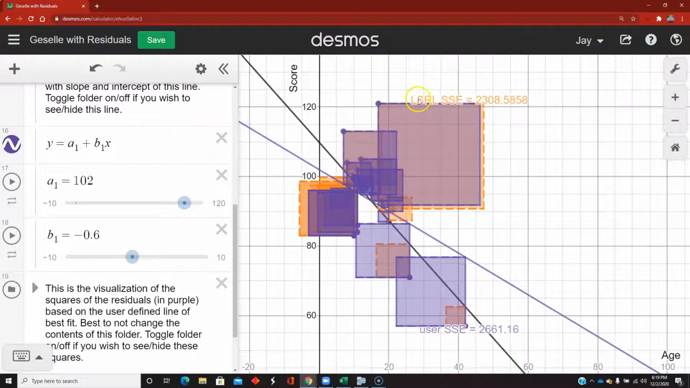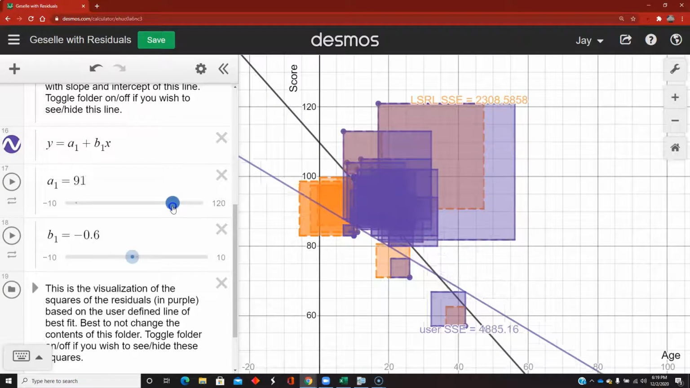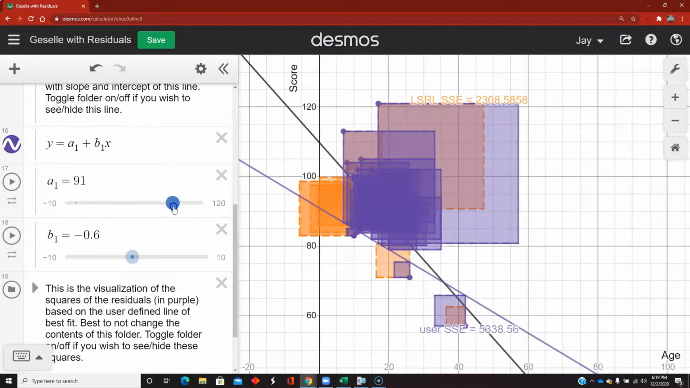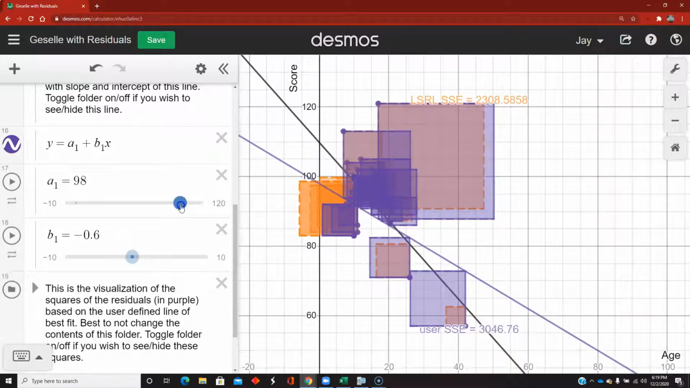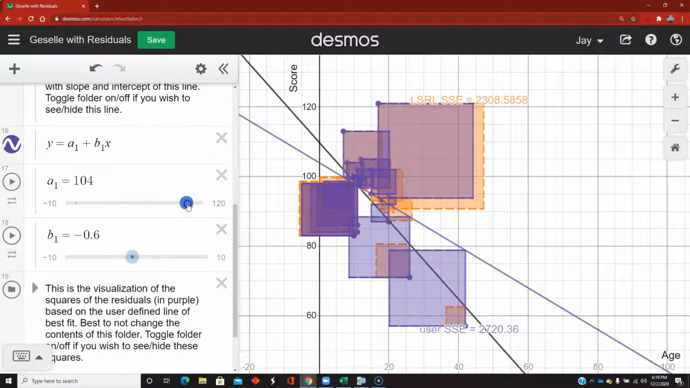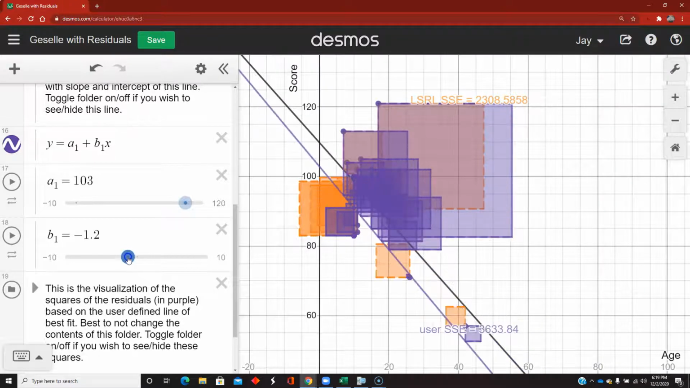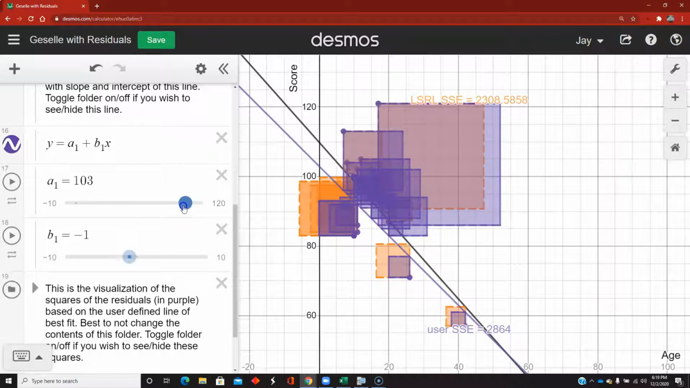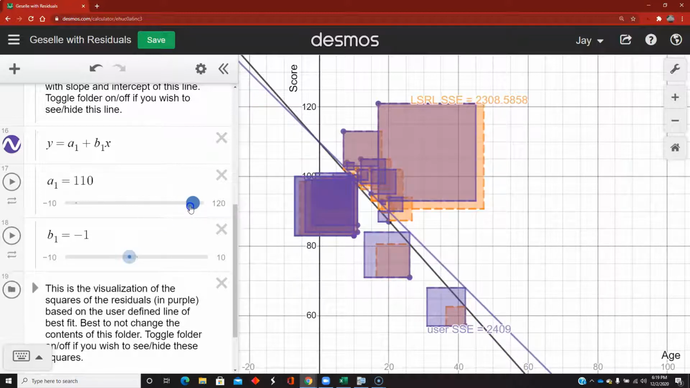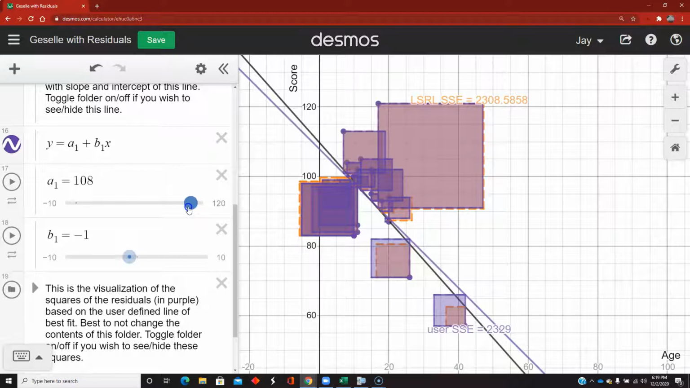And the sum of the squares of the residuals, or the sum of the squares of the errors, from our least squares regression line is 2308. The sum of the squares of the residuals from our user-defined line is 2661. And so if I try to play around with the y-intercept of my user-defined line, I don't think I'm going to get it under 2600. So I need to mess around with the slope a little bit. So now I got it down to 2800, and perhaps changing the y-intercept, I can get it down to 2400. Ooh, 2320.